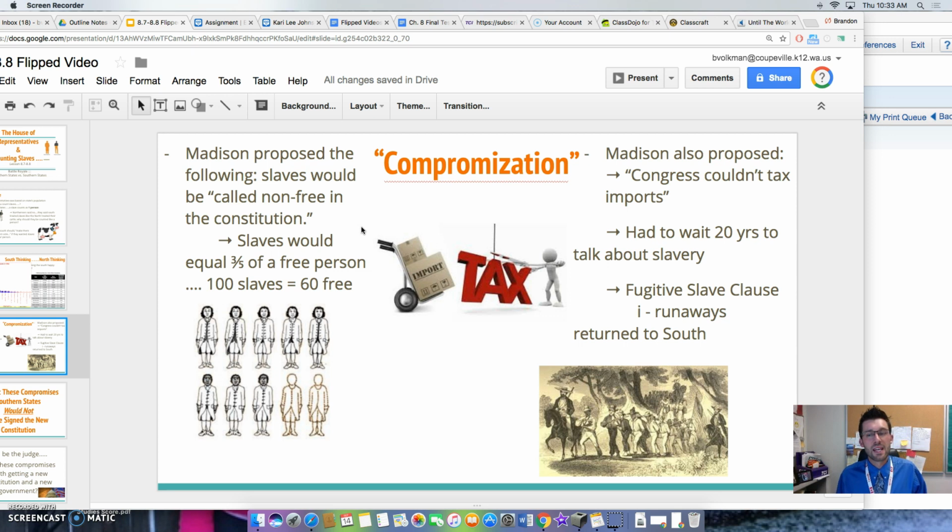There's that 3/5 again, just like the taxes. So if you do some math with that, 100 slaves would be the same as 60 free individuals. So that was a huge first part of the big compromisation. Some more things came into play too in this compromisation, as I call it.